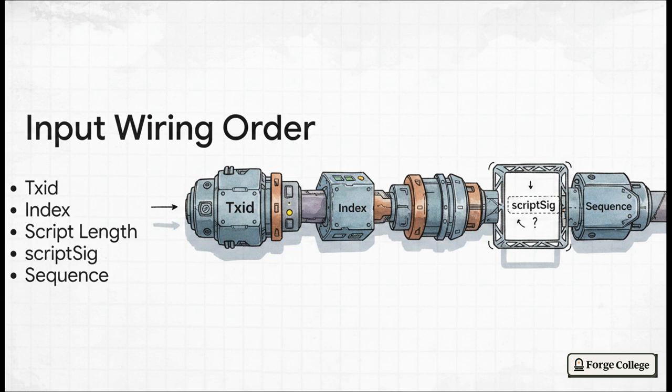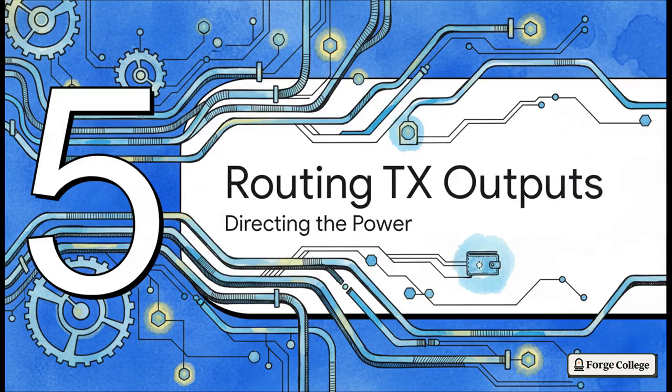And finally, we cap off the input with a 4-byte sequence number. Awesome! Power is officially wired in. Now, let's move to Section 5, routing the transaction outputs to tell that power where to go.